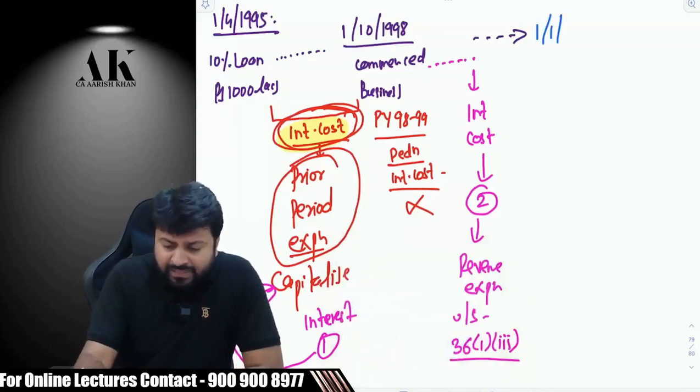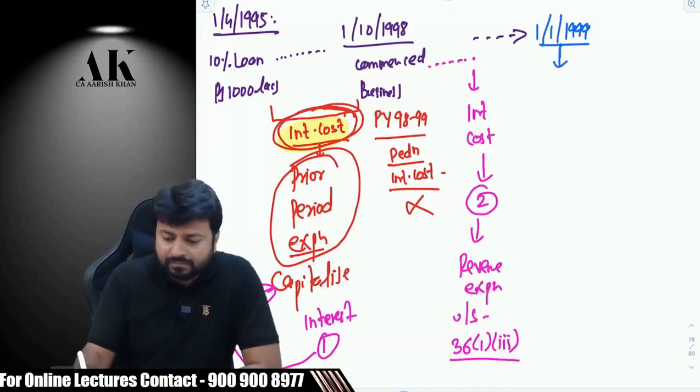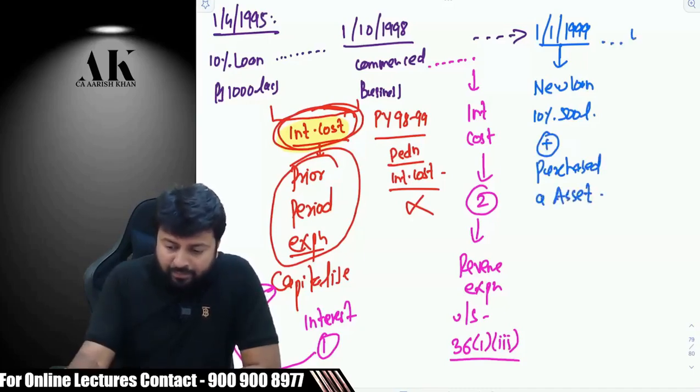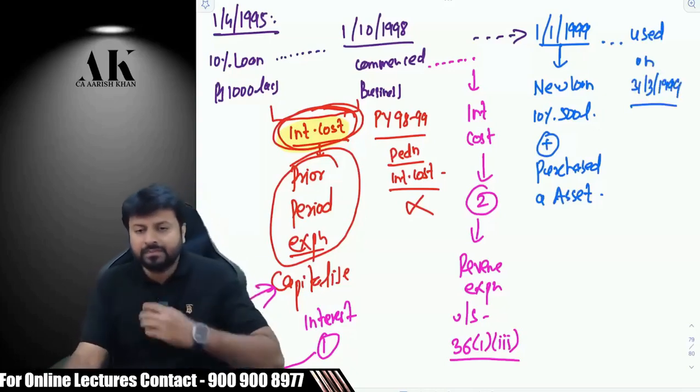Say on 1st of January 1999, I took a new loan. 10% loan of 500 lakhs. And I also purchased a new asset. But I put it to use on 31st March 1999. Okay. Just a second.